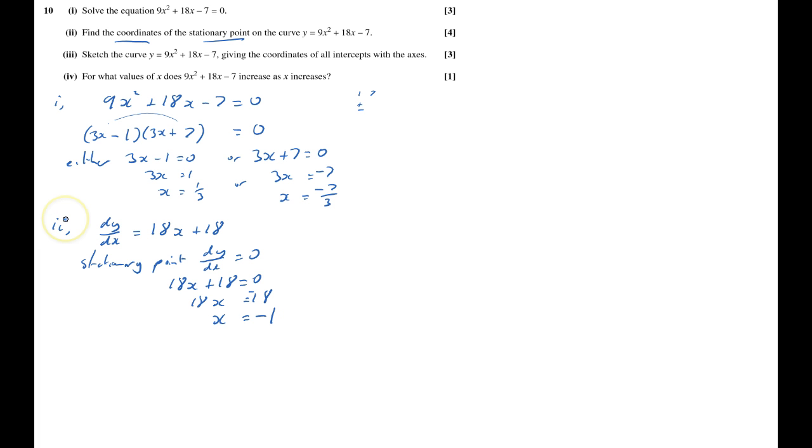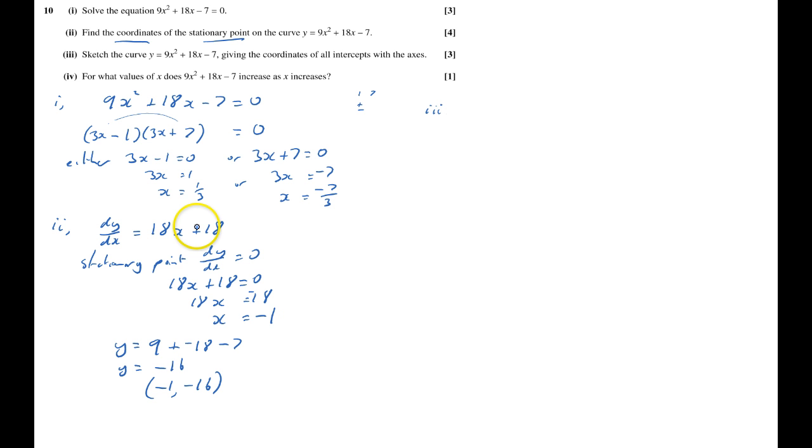I need to find out what y is. So y will equal 9 lots of negative 1 squared, which is 9, plus 18 lots of negative 1, so that'll be minus 18, minus 7. And so y will equal 9, take away 18 is minus 9, take away 7 is minus 16. So I get minus 1, minus 16 as the coordinates of the stationary point.